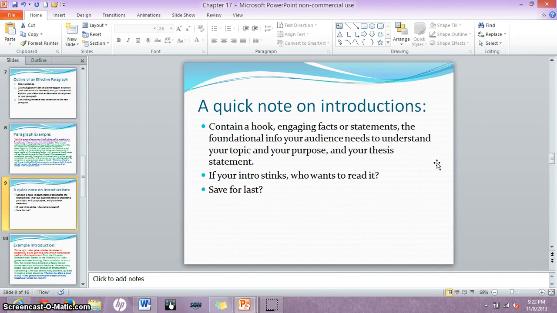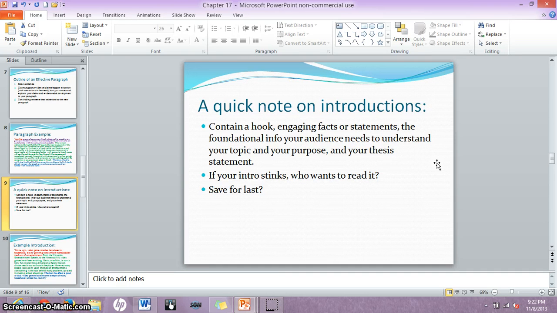So here is a quick note on introductions, and then we'll look at some examples, and then we'll move on to conclusions. Your introductions need to contain a hook, which is the first sentence that really needs to grab your reader. That's why it's called a hook. You hook them so they can't get away. So your first sentence is very, very important.